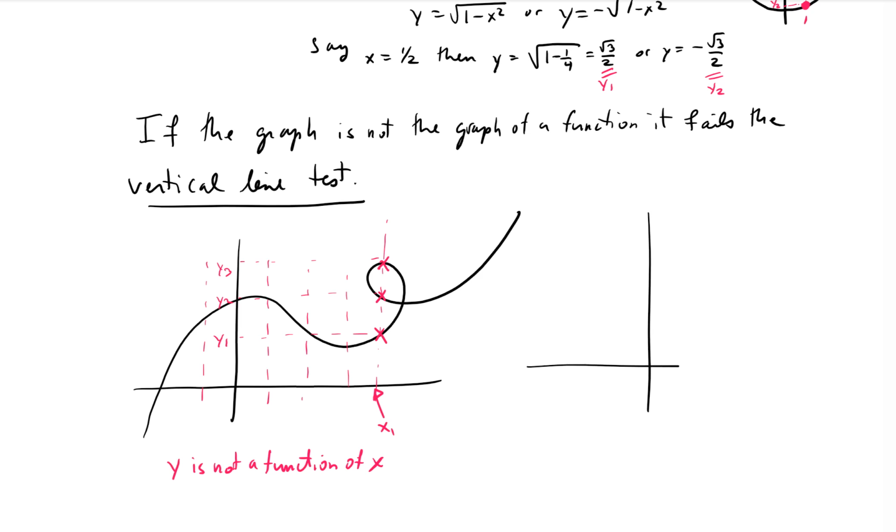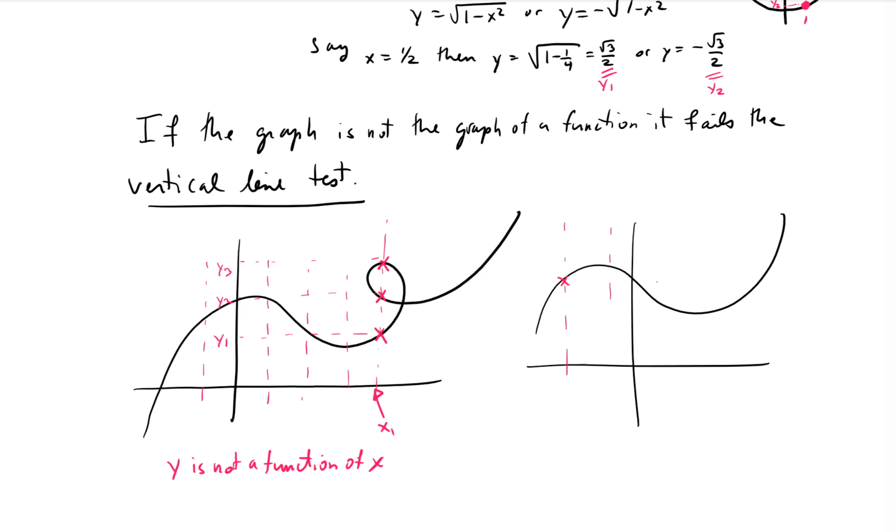If you've got a curve like that, let me try to do it again, like that. If I draw vertical lines, I'm intersecting the graph in only one place each time. So this is actually y is a function of x in this case, because it satisfies the vertical line test.